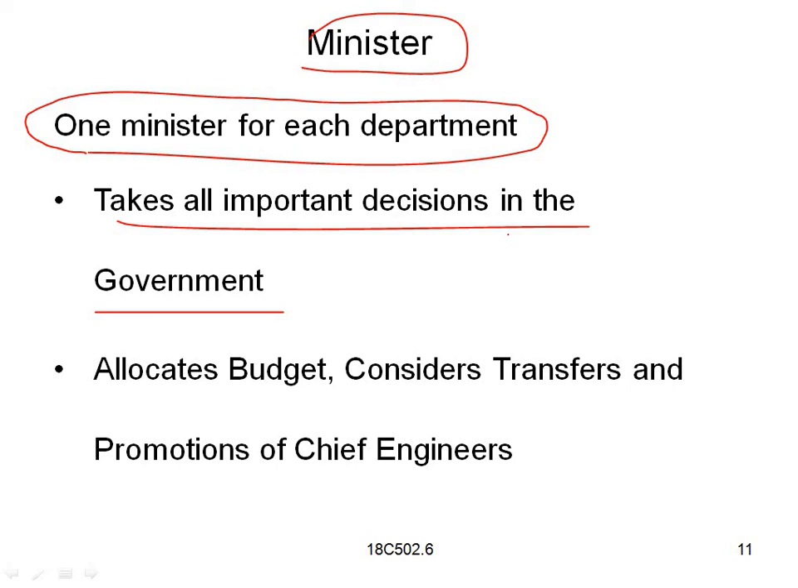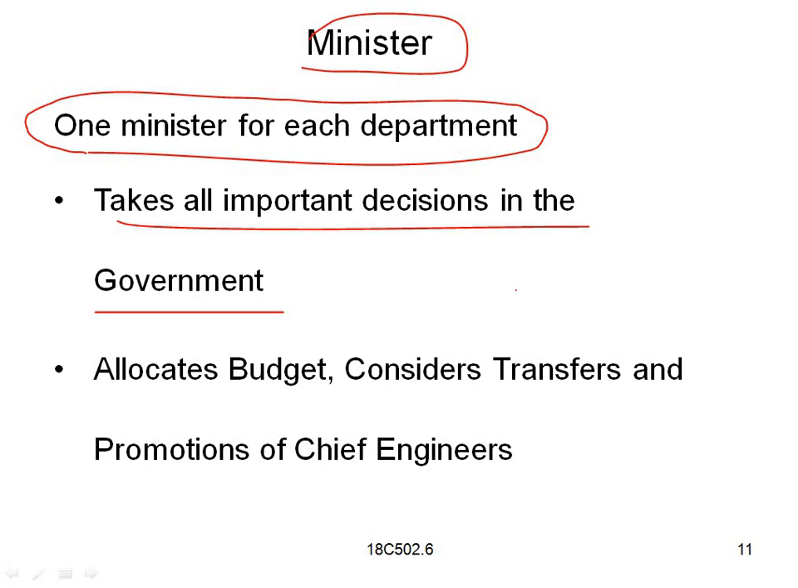So each and every department will have its own minister. They will be looking only at their departmental works. Here the minister is the authority. He is the final person, whether to sanction any budget or to make any appointment or anything.